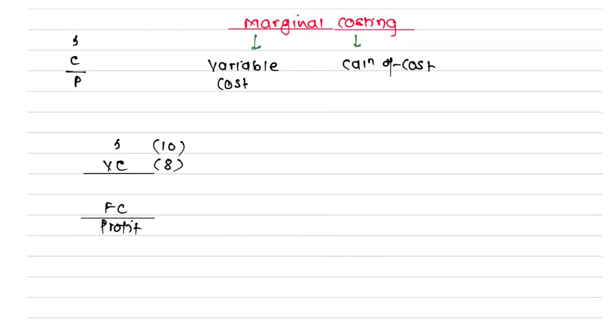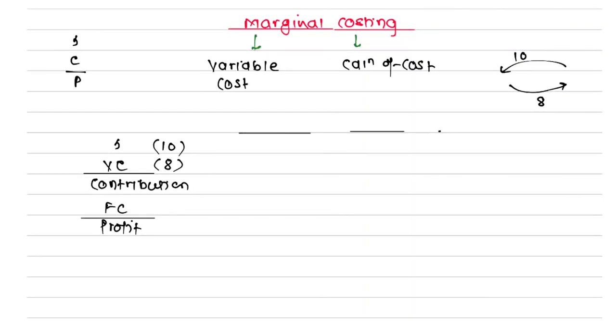This 10 is your selling price. Vada pav you sell for 10 rupees, and your manufacturing cost is 8. So when you sell one vada pav, that fellow is giving you how many rupees? 10 in cash, and you are giving him vada pav in kind, on which you have invested 8 rupees. So one vada pav is contributing how many rupees? 2 rupees. That is why this thing is known as what? Contribution.